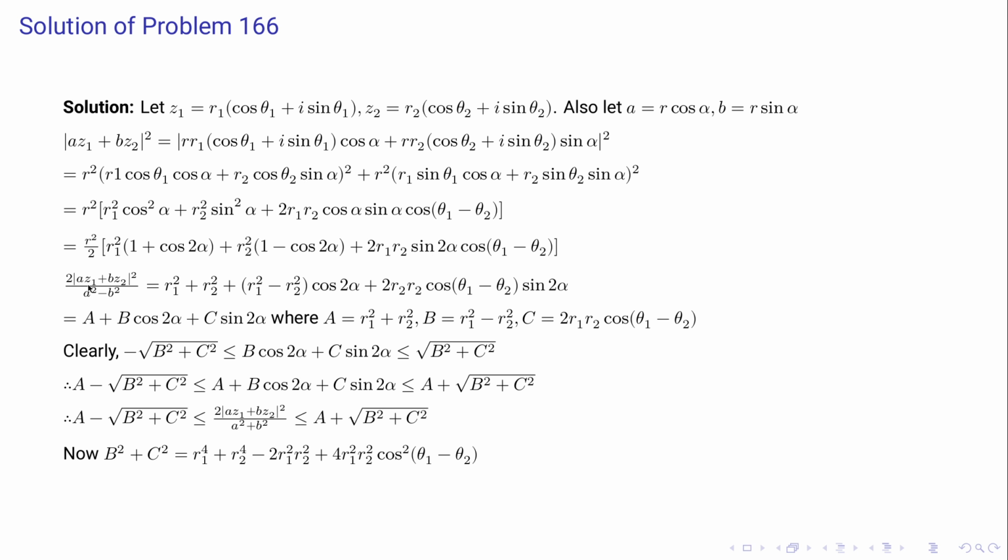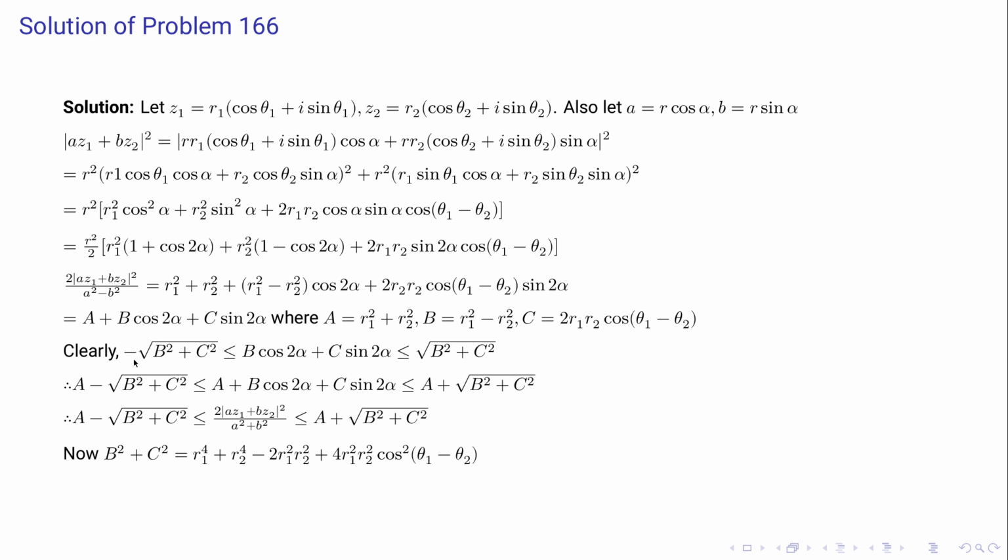Now this 2 mod of A Z1 plus B Z2 square divided by A square plus B square is equal to R1 square plus R2 square plus R1 square minus R2 square cos 2 alpha plus 2 R1 R2 cos of theta 1 minus theta 2 sin 2 alpha. Because A square plus B square will be R square, this R square will cancel and this 2 will cancel. Now we rewrite this as A plus B cos 2 alpha plus C sin 2 alpha. So A would be R1 square plus R2 square, B would be R1 square minus R2 square, and C would be 2 R1 R2 cos of theta 1 minus theta 2.